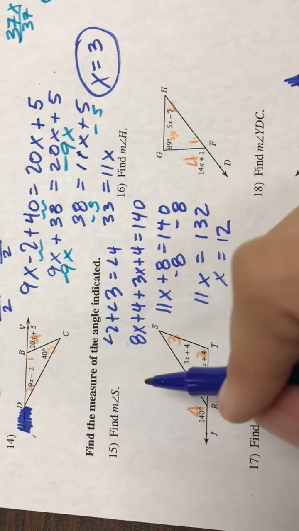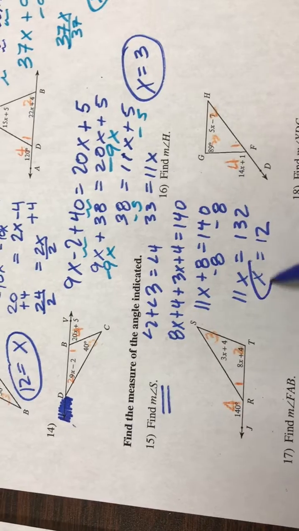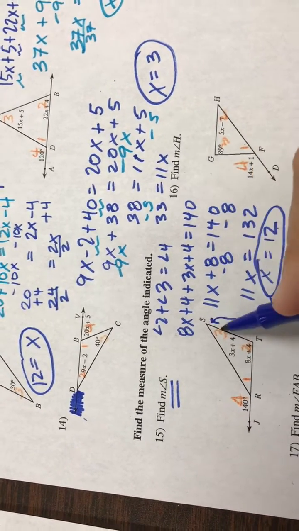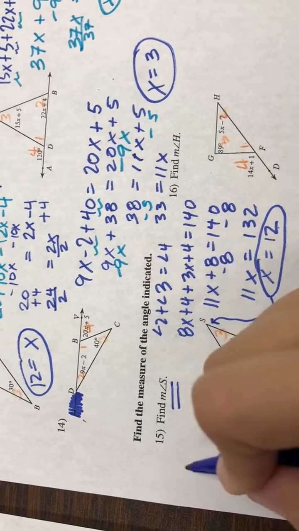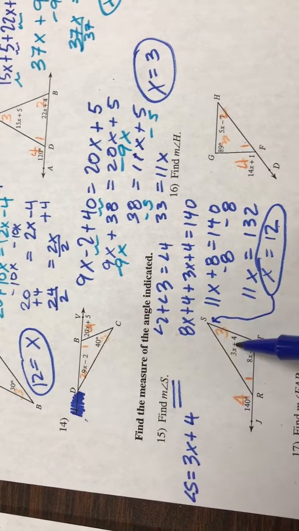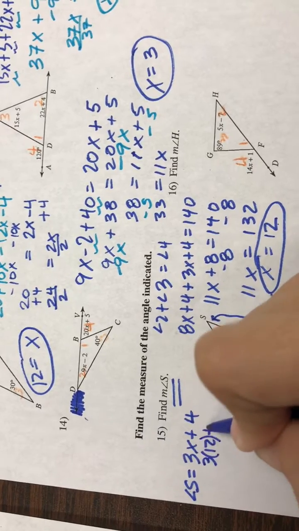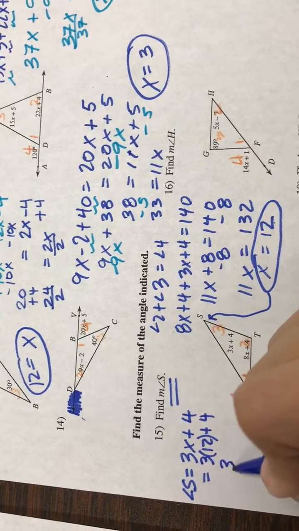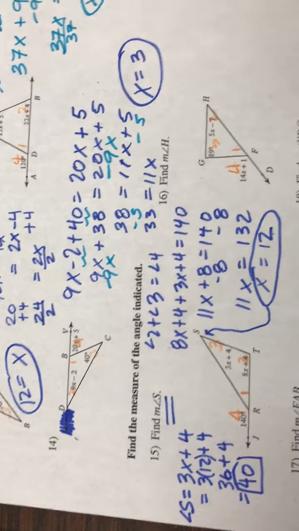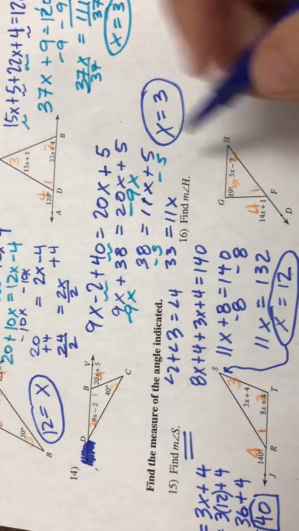Cool, but I'm not done. That's the bugger. It said find the measure of S. So all I've really done is solve the mystery of the x, and I can plug this back in. So they're really asking me to solve for angle 3, which is 3x plus 4. So angle S is 3x plus 4, and I know now that x is 12. So this is just asking for one more step. That'd be 36 plus 4 would give me 40. Final answer.